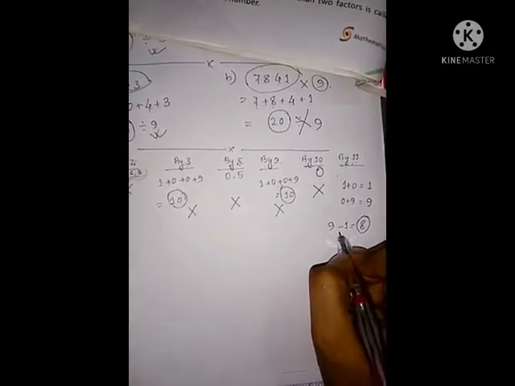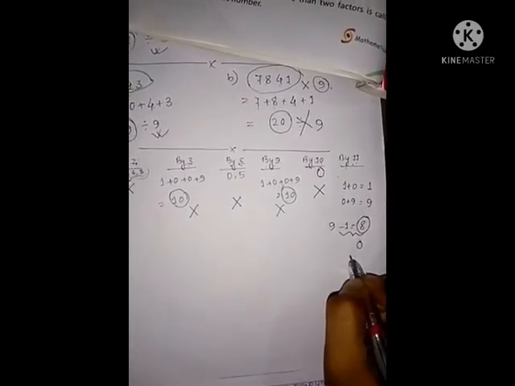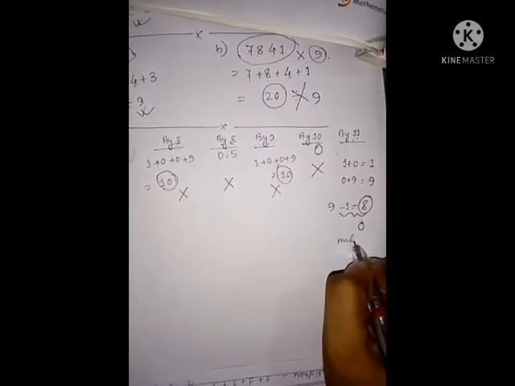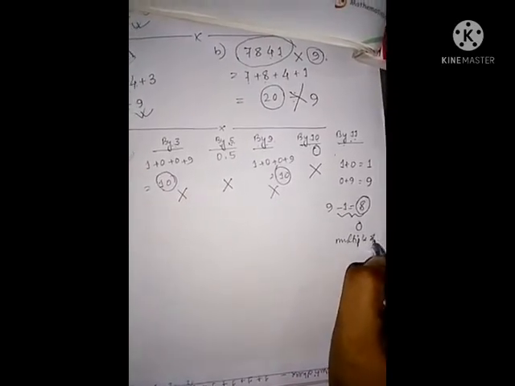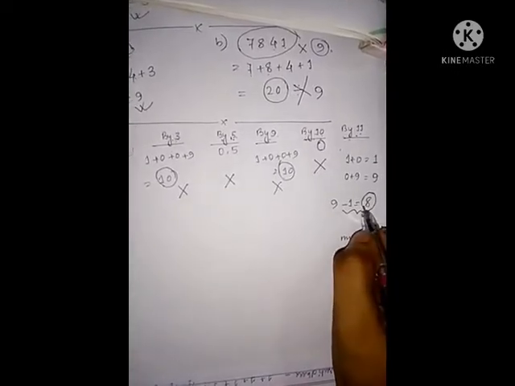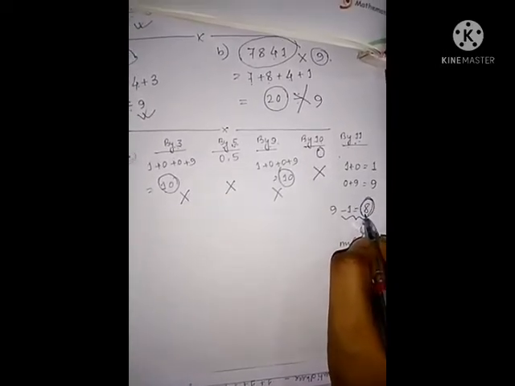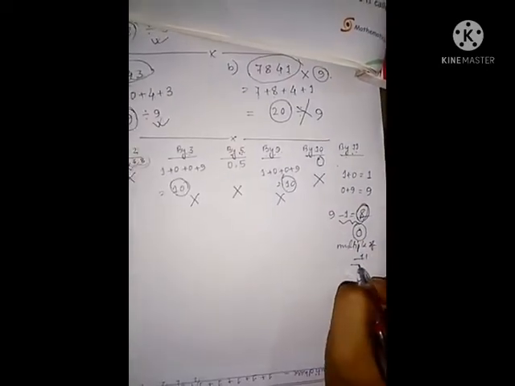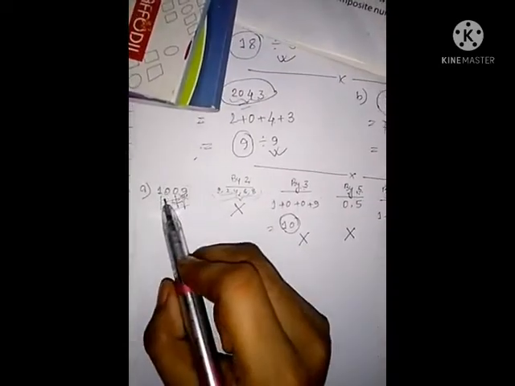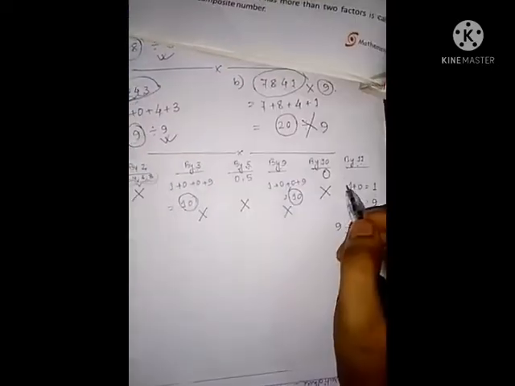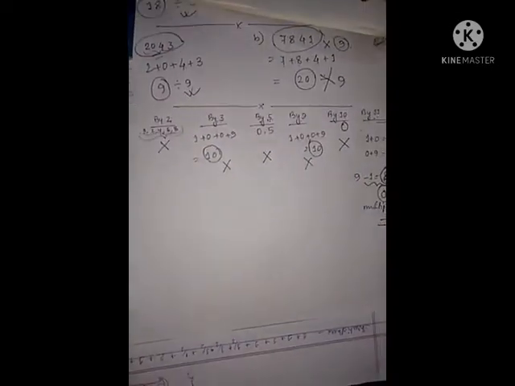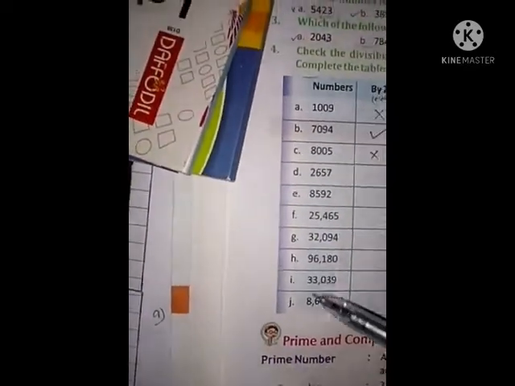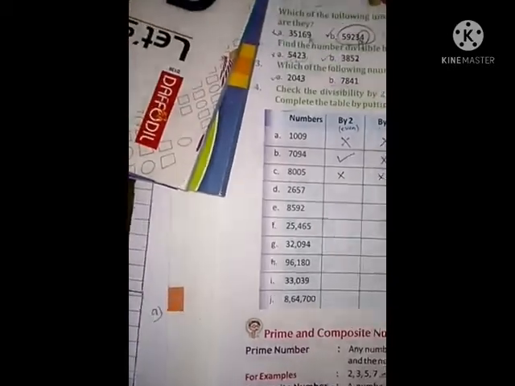The difference should be 0 or a multiple of 11. But here we got 8, which is not 0 and which is not a multiple of 11. So because of this, this particular number is not divisible by 11. Okay, so like this you have to find out the others. Okay, this is your homework.